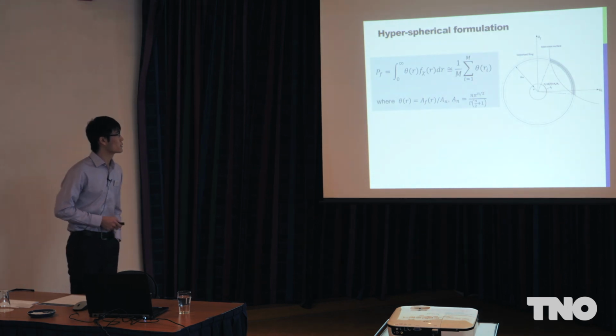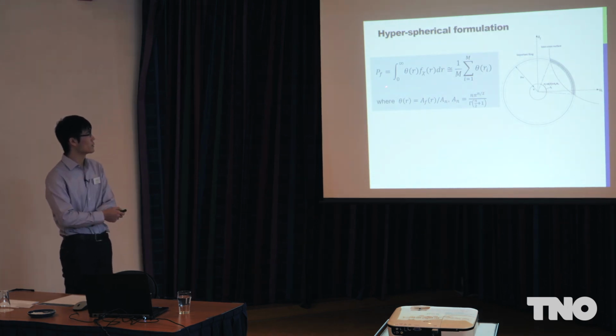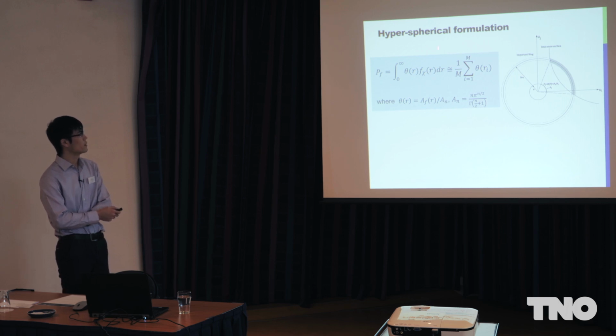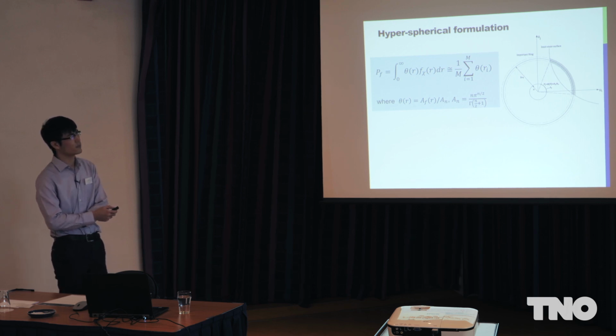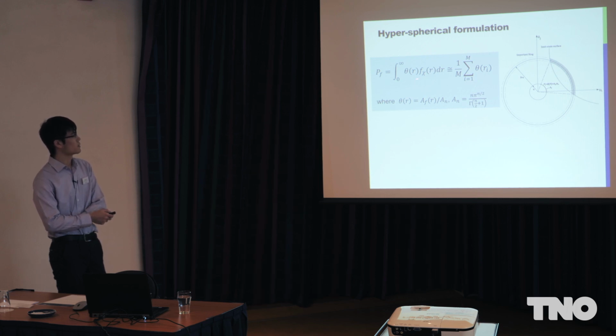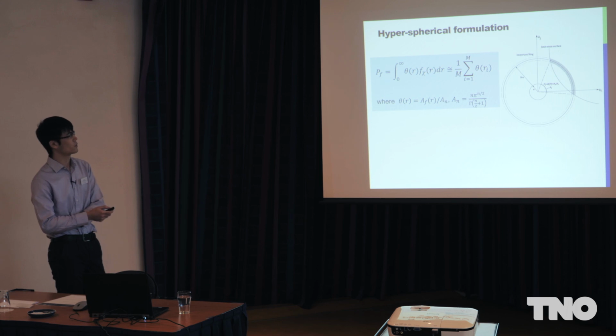So this is the hyper-spherical formulation. It is a one-dimensional integration, and this R represents the sampling radius, and this theta R is the so-called failure ratio. For a specified radius R, this failure ratio is the surface area inside this failure domain divided by the total surface area of the hypersphere with radius R. And this F sub chi is the PDF of the chi distribution.